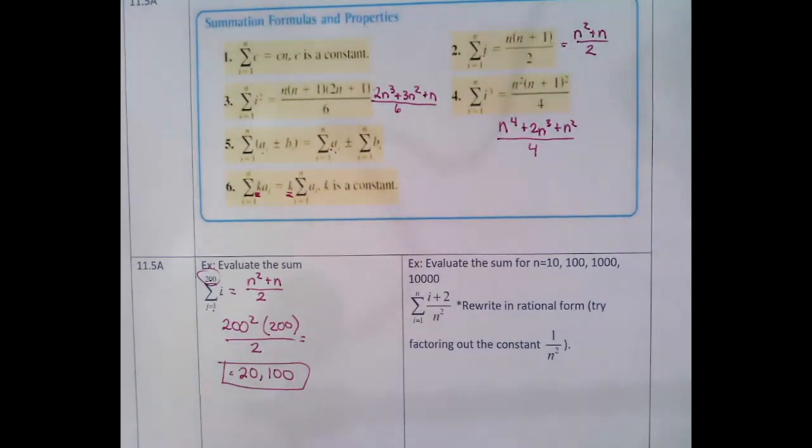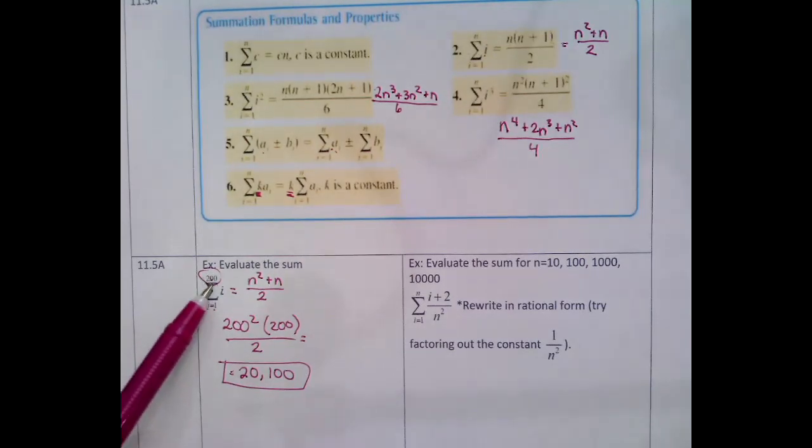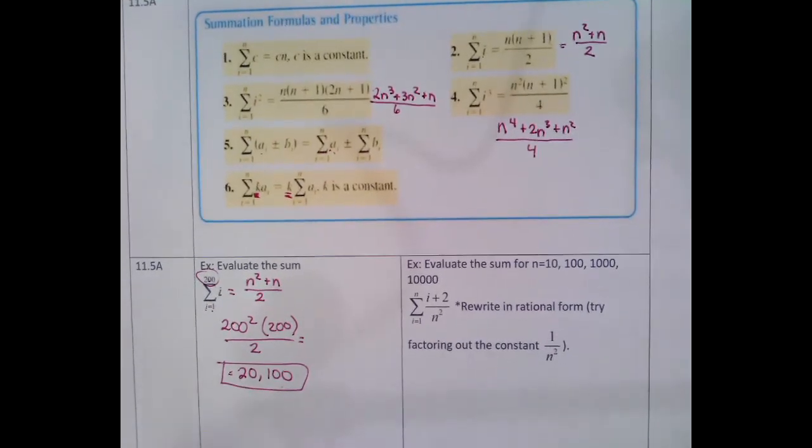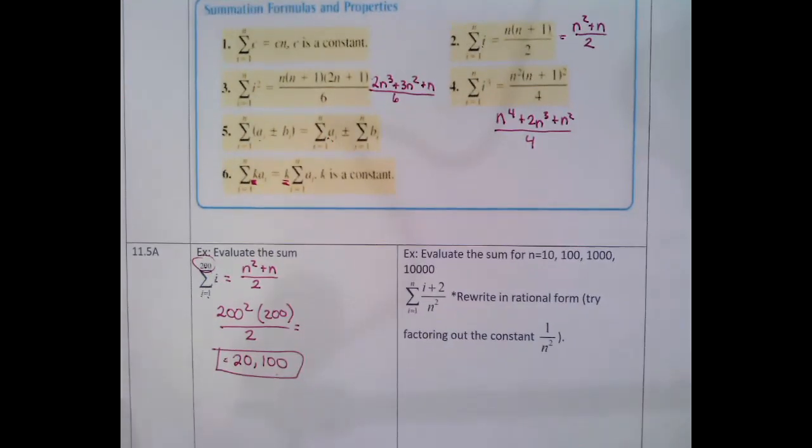So in other words, if I add up the first 200 terms of this formula, I'm going to get 20,100 as my total. So let's go on ahead and look at the next one.